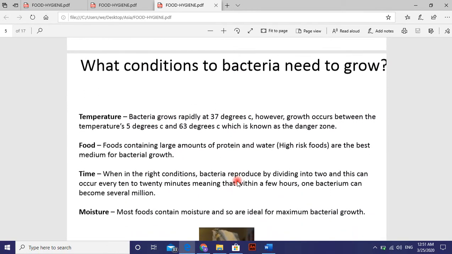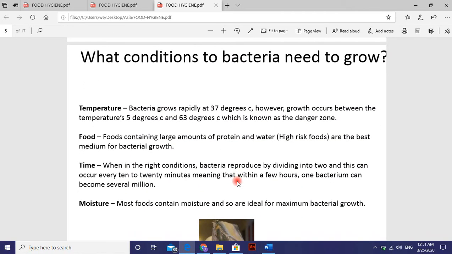Now, to understand how this happens, let's talk about what the bacteria need to grow. They need four things: a proper temperature, which is 37 degrees. Also, food that has sugar and proteins for it to get nutrients.